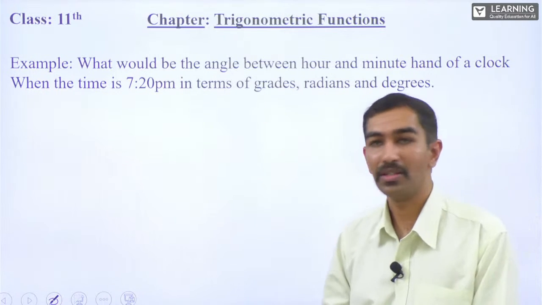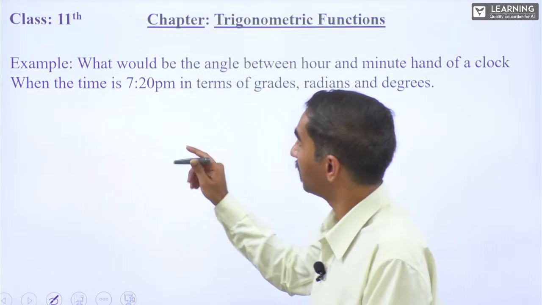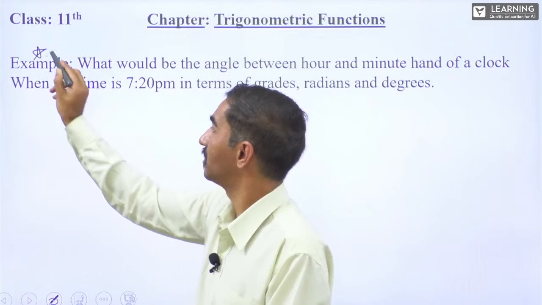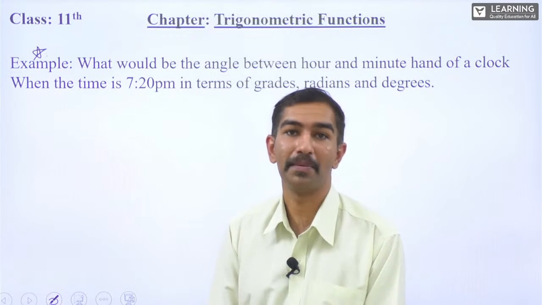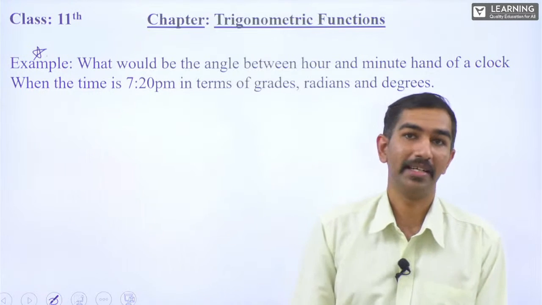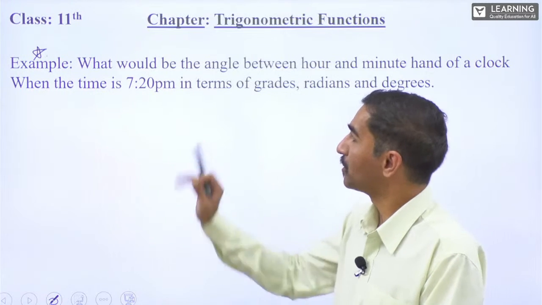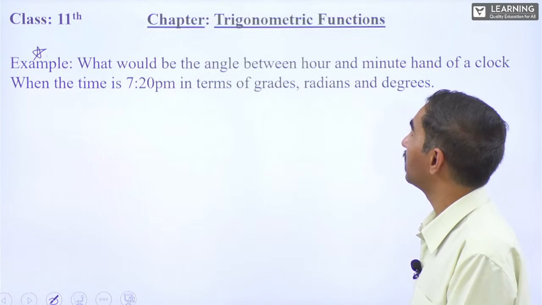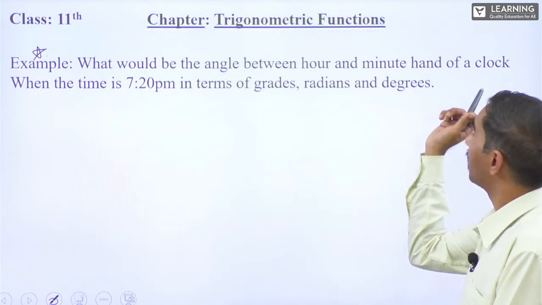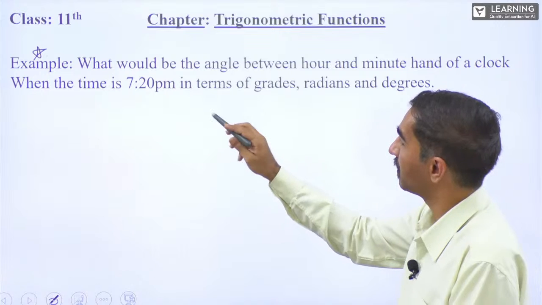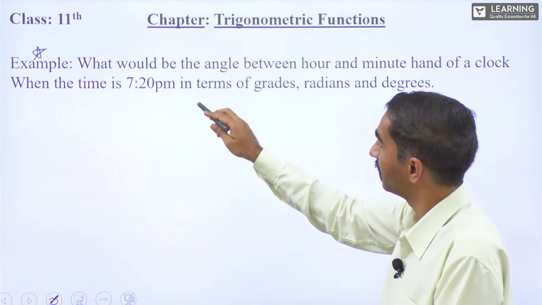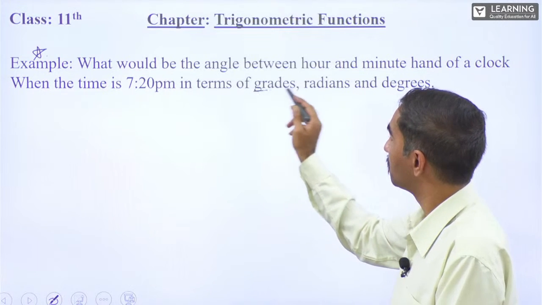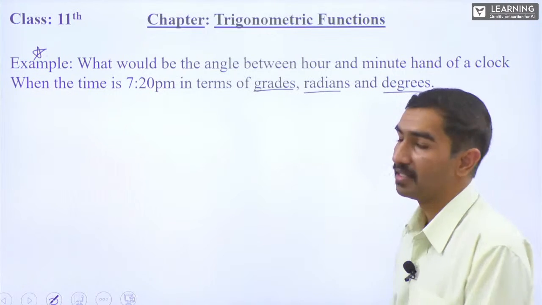Okay, this question you might not get in boards, but mark this question down. This question is asked in most of the competitive examinations, including IIT Mains. So we'll just try to solve this question. What would be the angle between the hour and minute hand of a clock when the time is 7:20 p.m.? So you have to calculate the angle in terms of grades, radians and degrees.